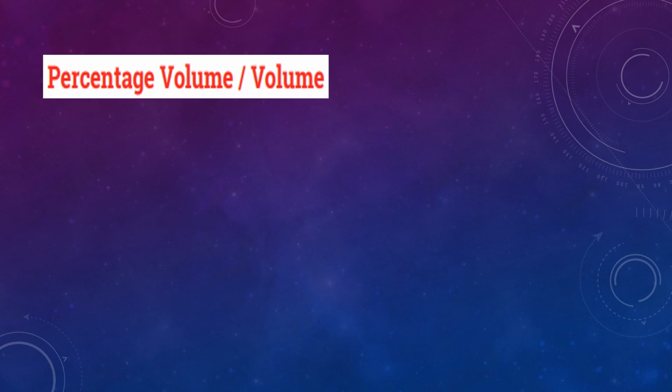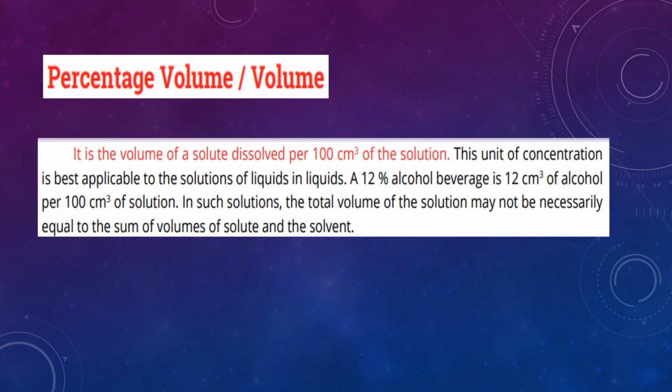Now what is percent volume by volume? It is the volume of the solute dissolved in 100 cubic centimeter of the solution. This unit of concentration is best applicable to solutions of liquids in liquids. Just like if we take a 12% alcohol solution, then what we have to do is, 12 cubic centimeter of alcohol is dissolved in 100 cubic centimeter of the solution. The total volume of the solution will be 100 cubic centimeter.